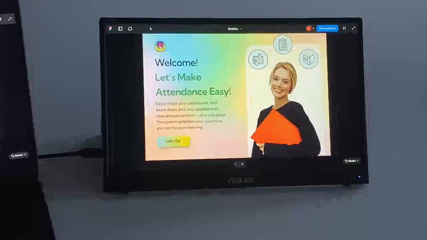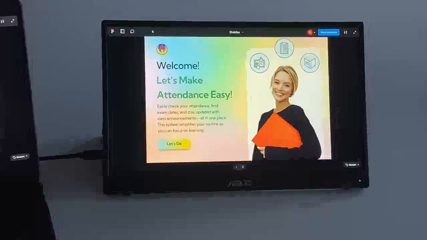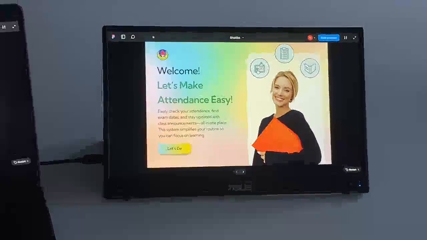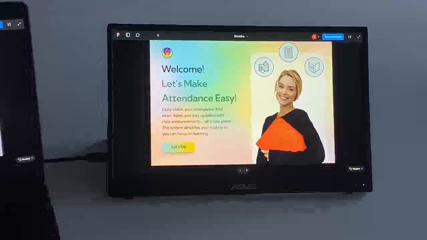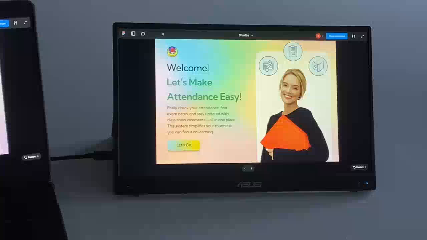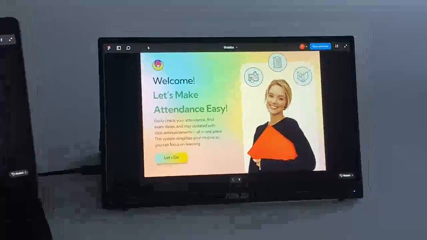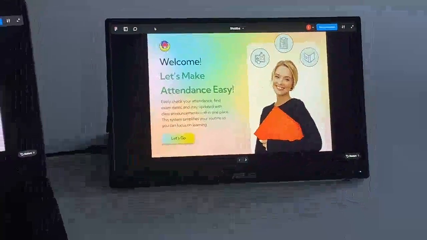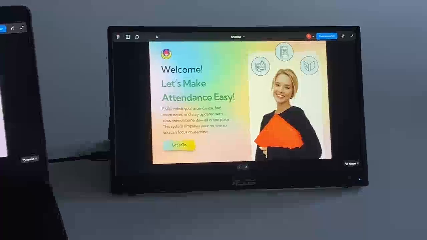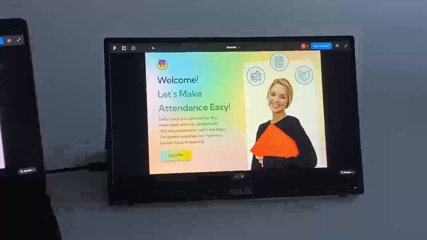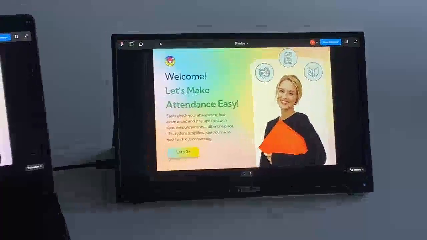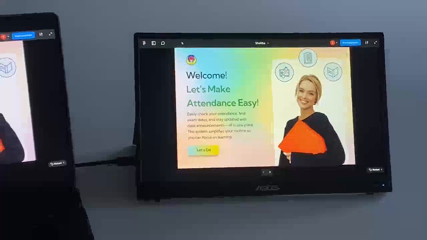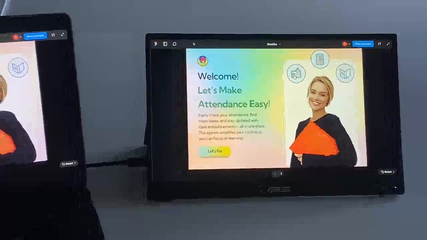Okay, and can you identify the main components on the screen? Right now. Yes. Okay, I think, as I read, attendance, exams, some updates, announcements. I think it looks like an easier interface for an LMS or portal.